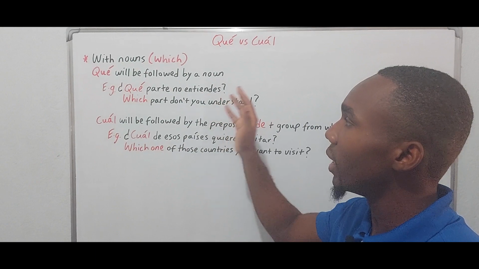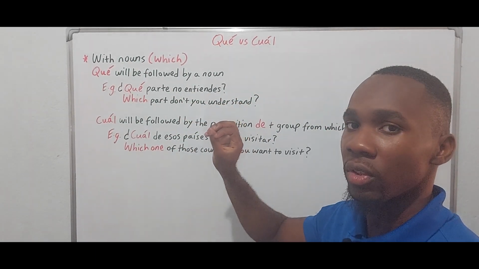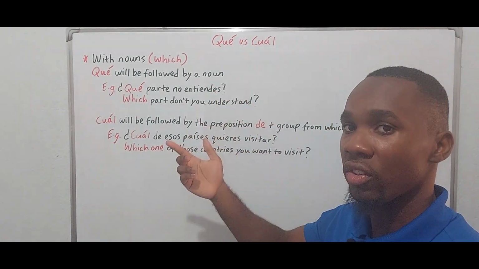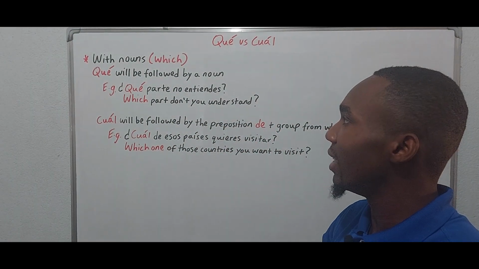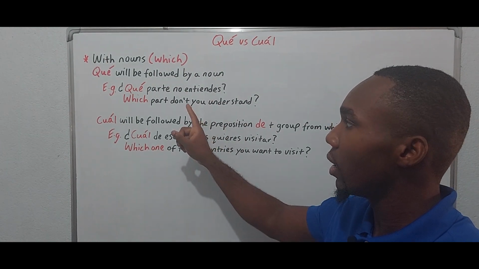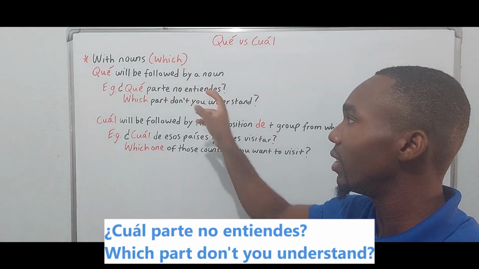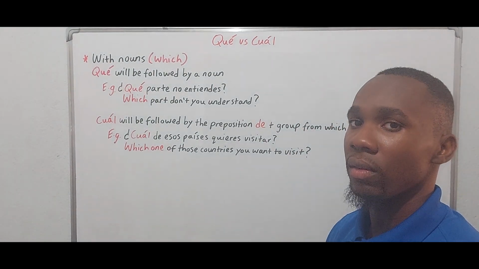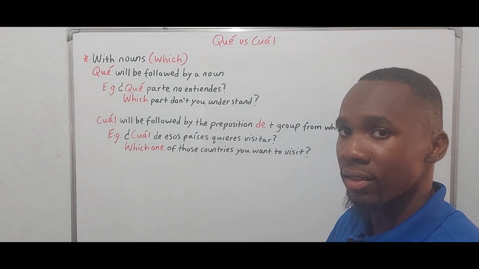In this context with nouns, que will be followed by a noun. When we use que to mean which, we use it with a noun. So we say, ¿qué parte no entiendes? Which part don't you understand? Now it is worth noting that in Latin America, cuál will be utilized here. ¿Cuál parte no entiendes? So cuál can actually be used before nouns, but que will be used before nouns in Spain. So that's something you need to bear in mind.